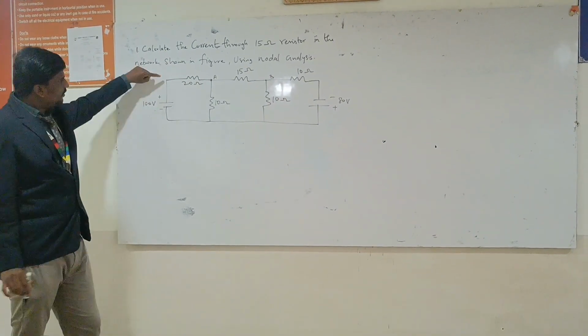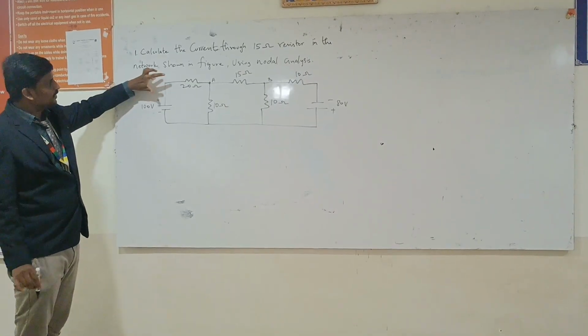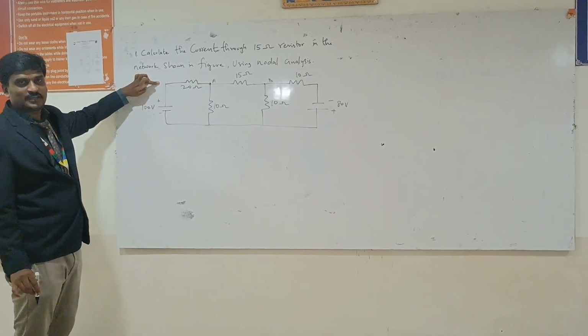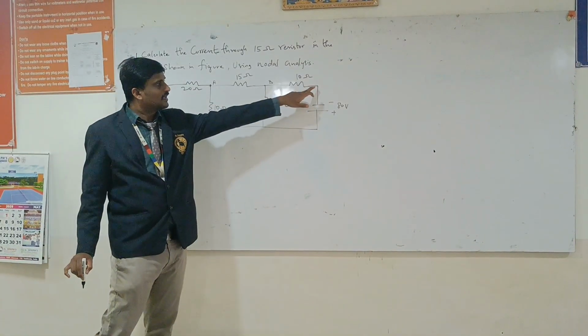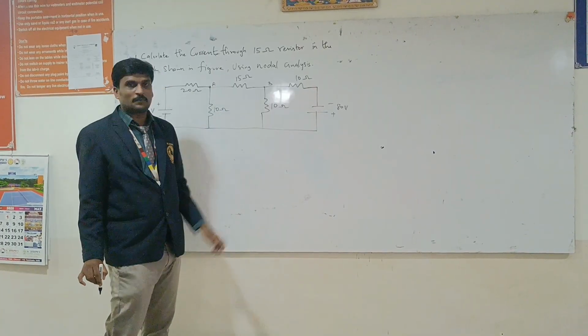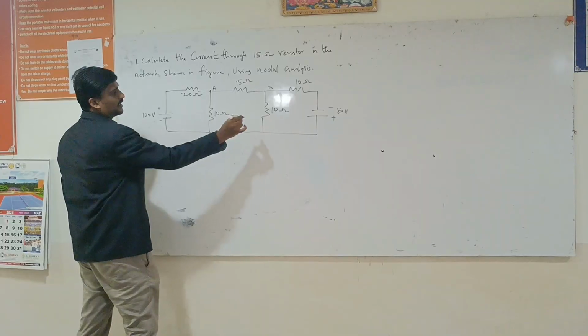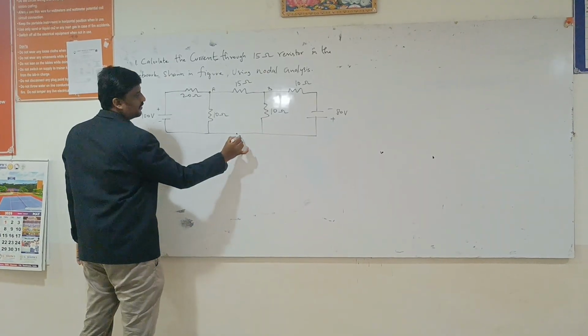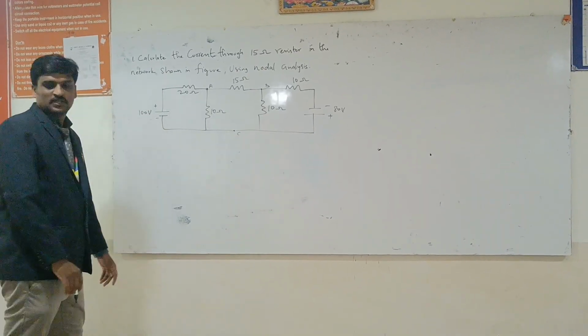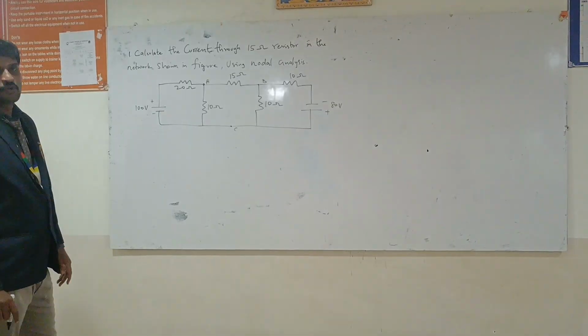If we look at this point, here only two elements are connected, so this is a junction, it is not a node. Same as here, this will act like a junction, not a node. At the bottom, we can connect all these points to a single point, so we can take this as the other node, which is C. So totally we have three nodes here.